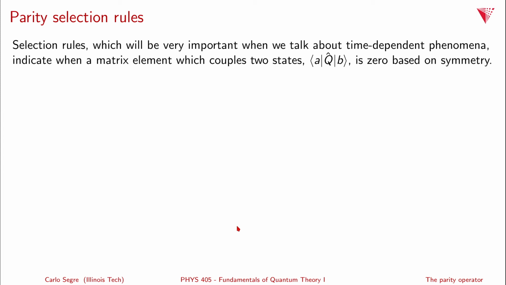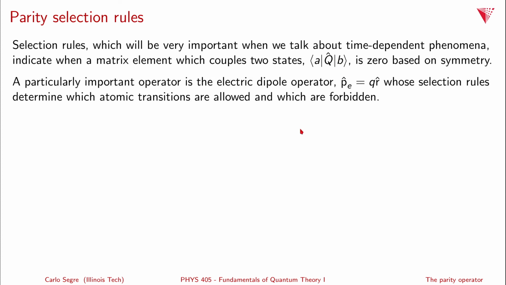The selection rules, which are going to be important when we talk about time-dependent phenomena later on in the book, indicate when a matrix element couples 2 states. So if you have a state A and B, you take the expectation value, the inner product with the operator in between. The selection rules from parity are very important in telling you whether this matrix element will be 0 or not, based on symmetry.